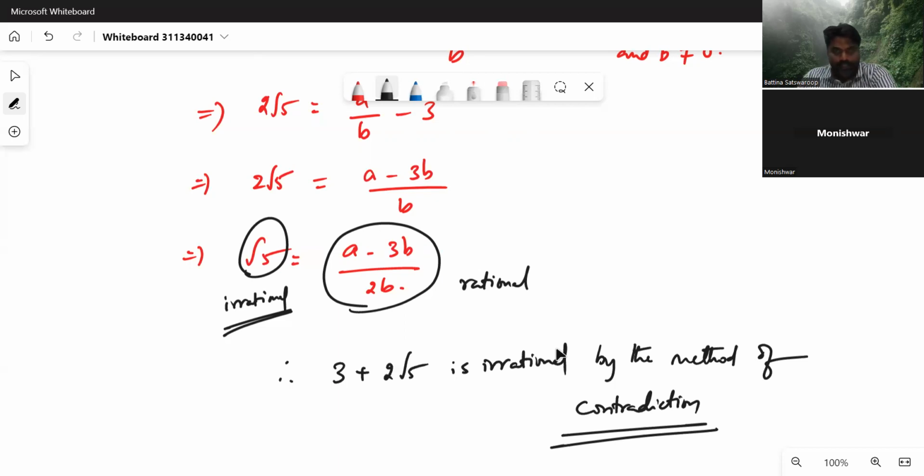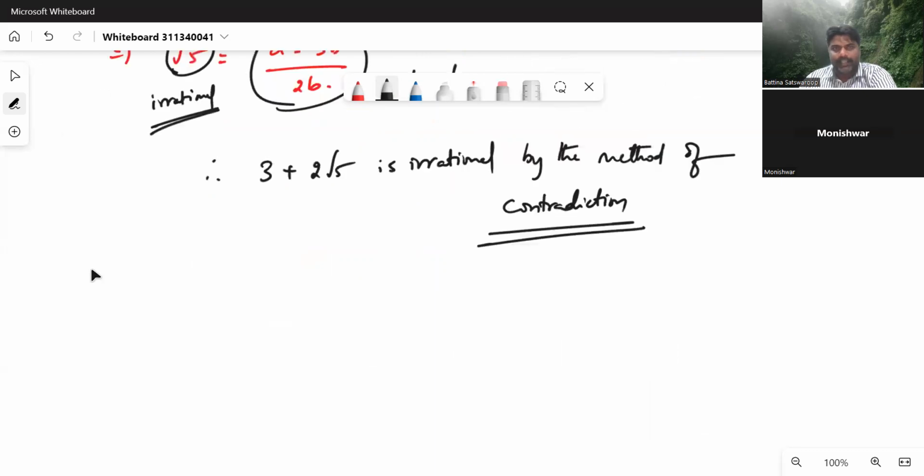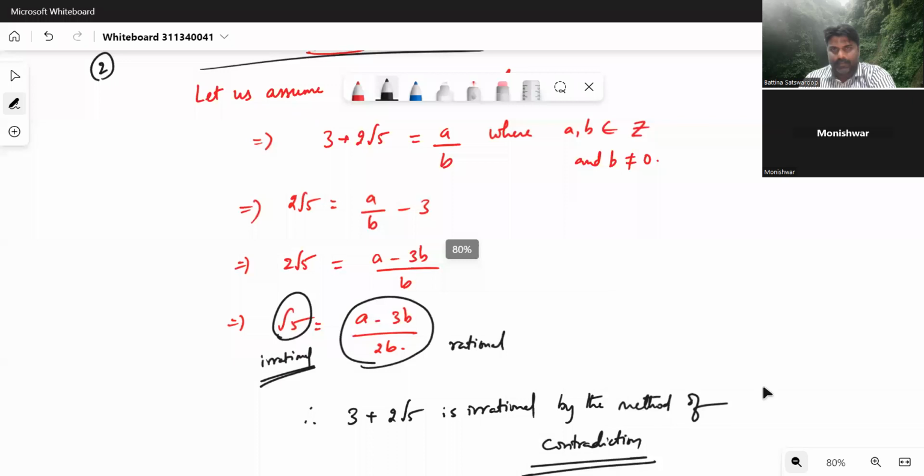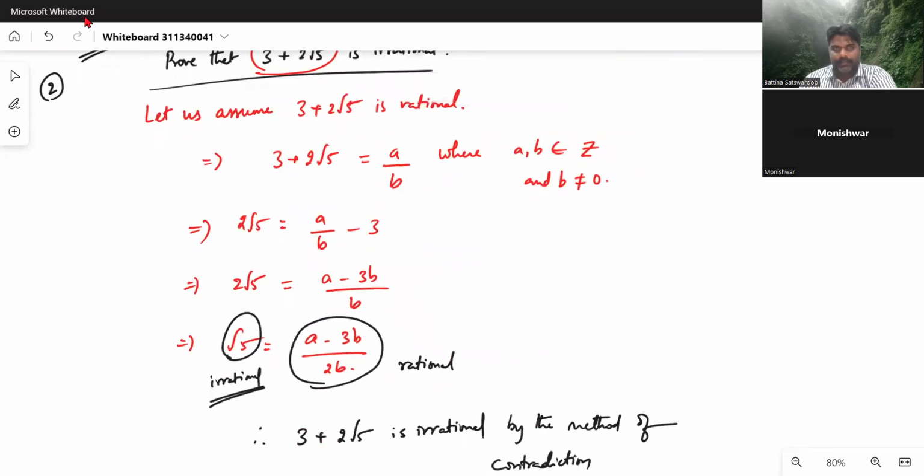Next question. Prove that... Is this clear? Did you note it down? Yes, sir, one minute. So prime, no other common factor apart from 1.